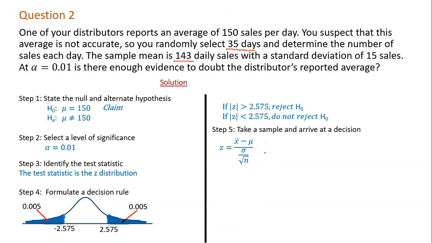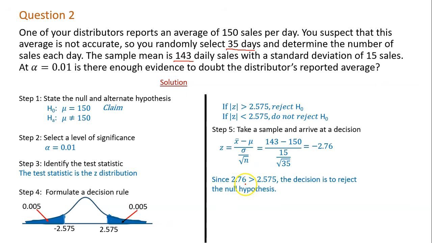So we substitute that in the formula: 143 minus 150, all divided by 15 over root 35. When you put this on your calculator, you get negative 2.76. Since we've gotten a negative answer, to make a decision you just ignore the negative sign so that you won't get confused. So we say since 2.76 is greater than 2.575, the decision is to reject the null hypothesis.